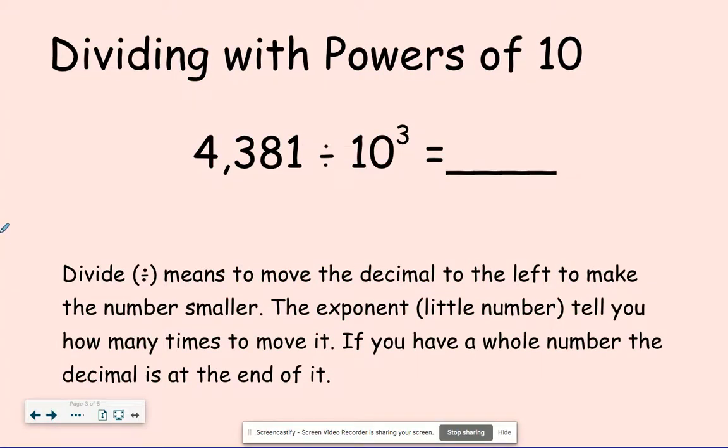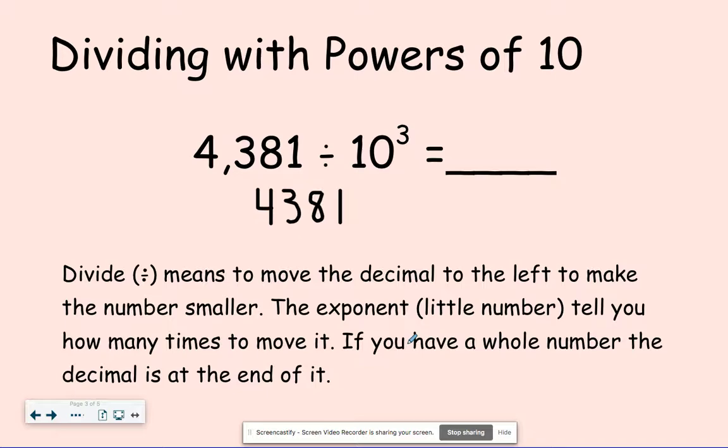Dividing with powers of 10 is the exact same process, except if we're going to divide a number, now we're going to make it smaller. So in order to make a number smaller, we need to move the decimal or move our places to the left. So I'm going to rewrite the number here, but I am not going to put the comma in. And I do that on purpose because if I'm going to be moving a decimal, I don't want the commas to get in my way. So I rewrote the whole number.